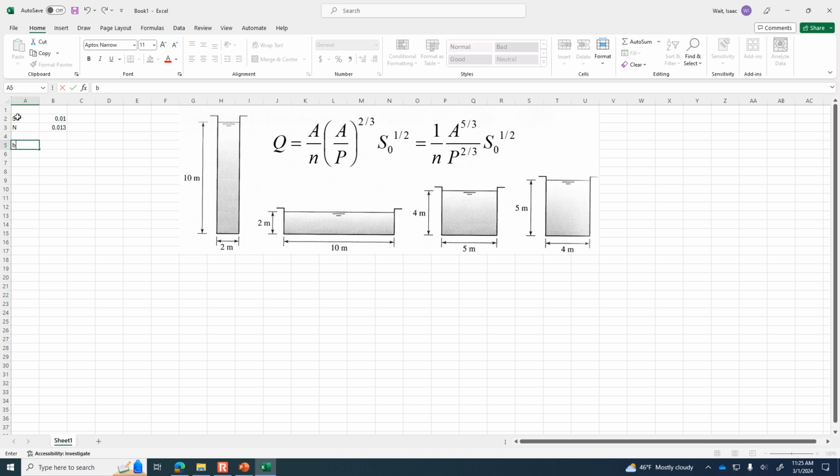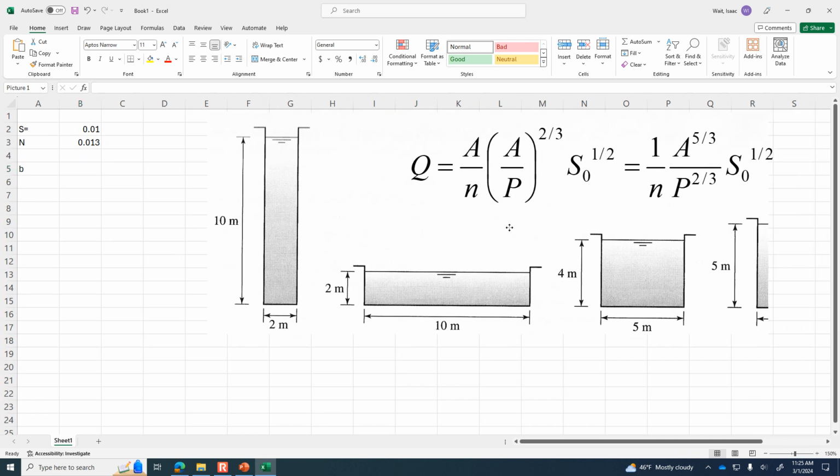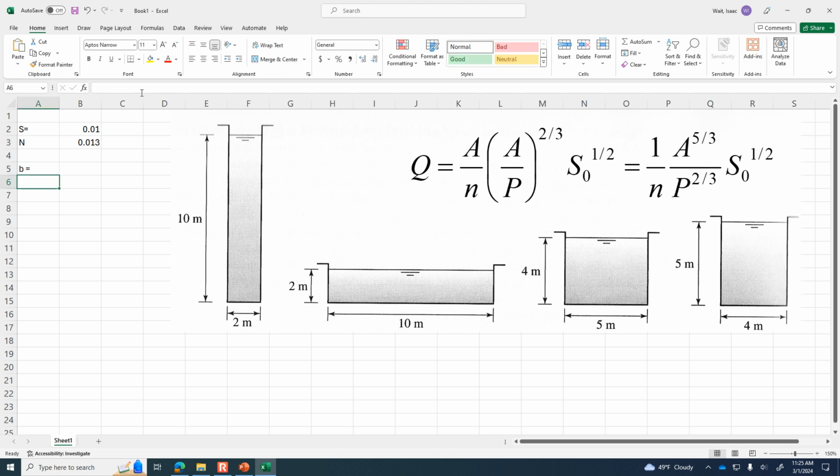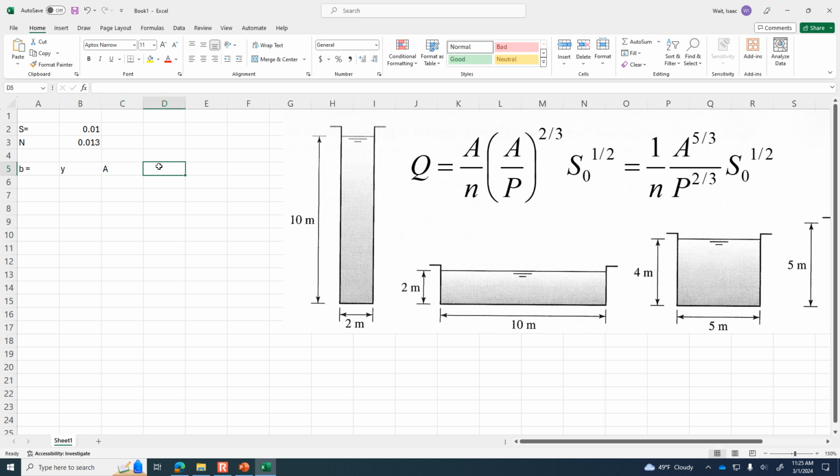And then let's have a variety of widths. So B, of course, means the bottom width of the channel, which, since these are rectangular, is the same as the top width. But we've got B, and we're going to define Y, area, wetted perimeter, hydraulic radius, and then Q in terms of cubic meters per second. Okay, so we have one of these which is 2 meters wide, then 10 meters wide, 5, and 4. Okay, so the depths were 10, 2, 4, and 5.